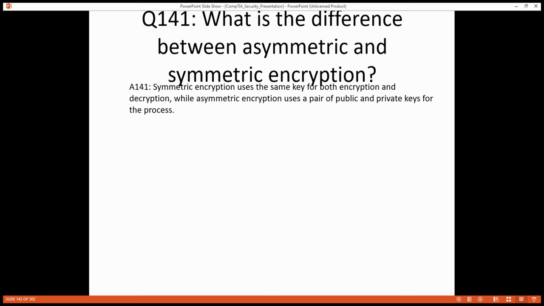Q141. What is the difference between asymmetric and symmetric encryption? A141. Symmetric encryption uses the same key for both encryption and decryption, while asymmetric encryption uses a pair of public and private keys for the process.